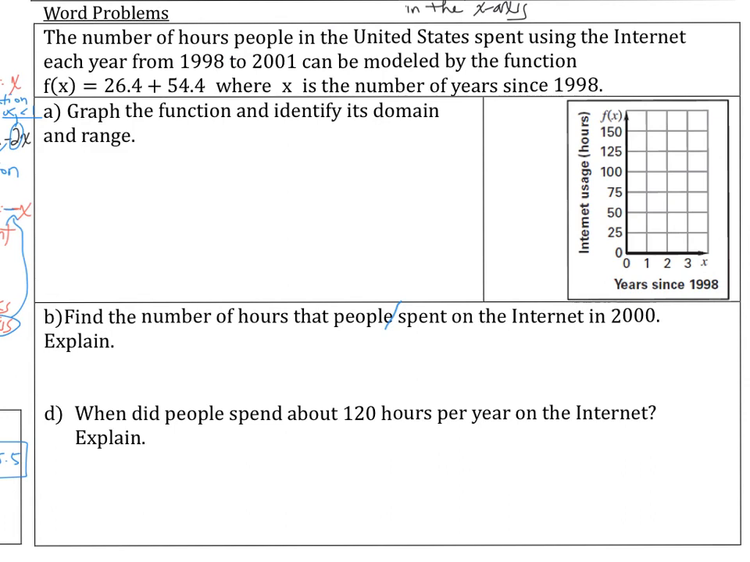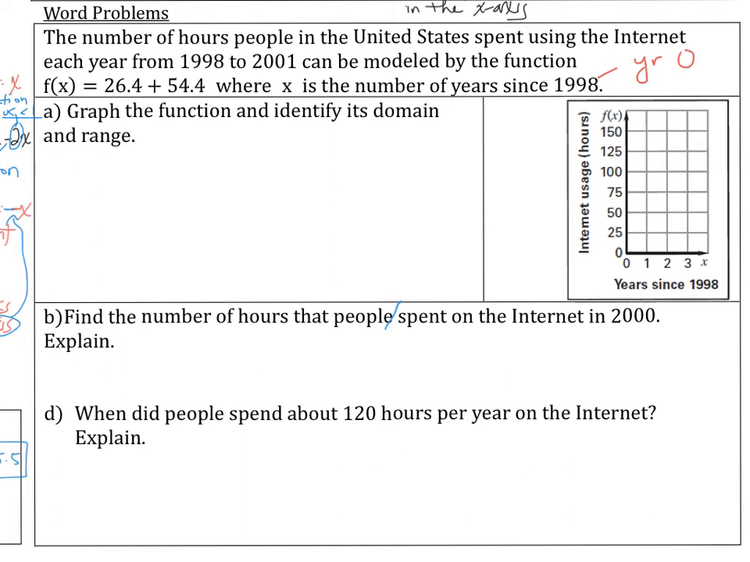Word problems. The number of hours people in the United States spent using the internet each year from 1998 to 2001 can be modeled by the function f of x equals 26.4x plus 54.4, where x is the number of years since 1998. So you need to let 1998 be year 0.